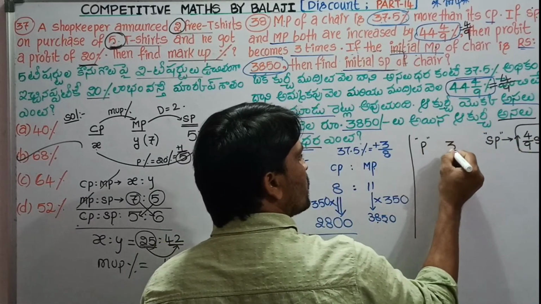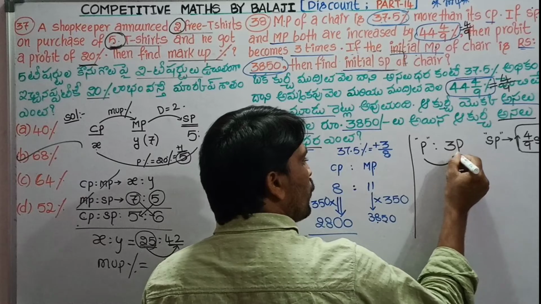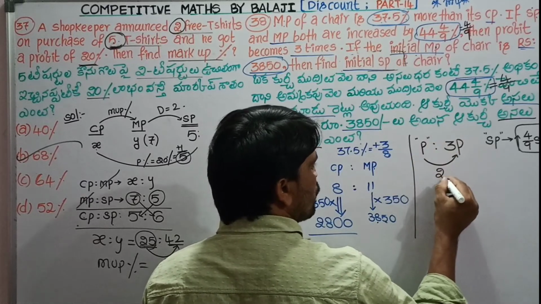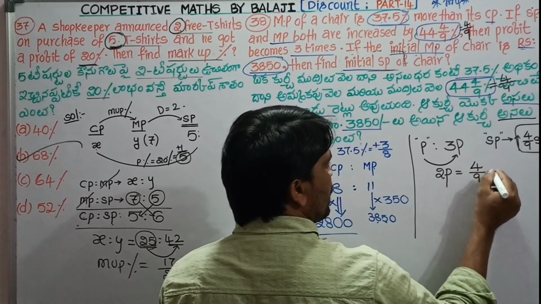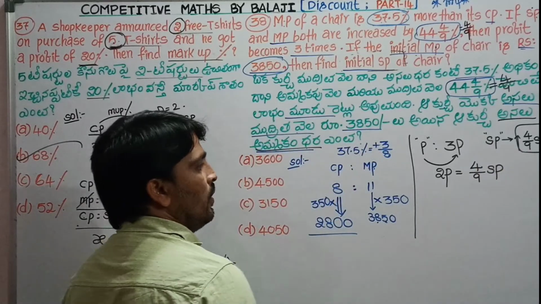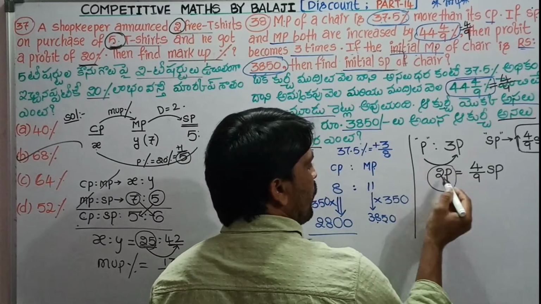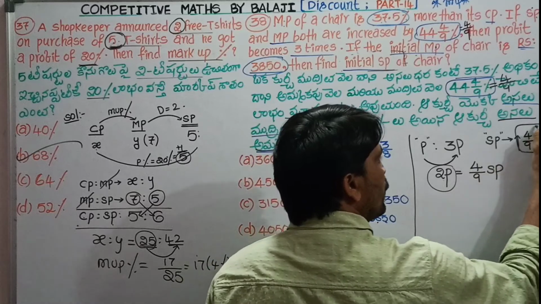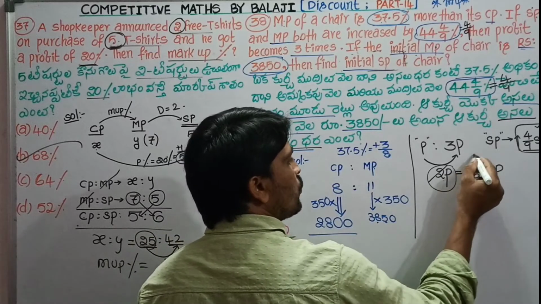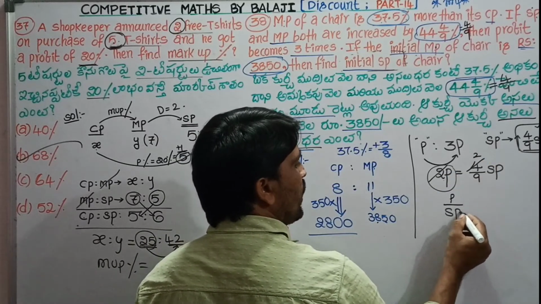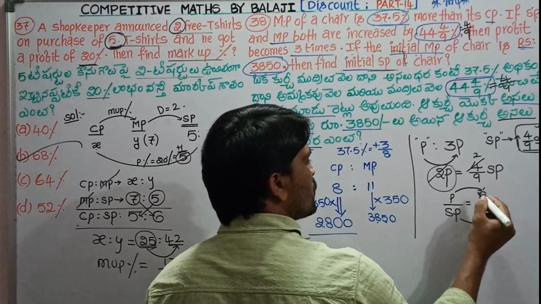Then the profit becomes 3 times the original profit. Now the difference of original profit and increased profit is 2P. This increase is equal to the increase in SP, that is 4 by 9 times of SP. 2 times of profit is the increase in initial profit. This is due to the increase in SP. Increase in SP is 4 by 9 times of SP. So 2 1s are 2, 2 2s are 4. Profit over SP equals 2 by 9. If the selling price is 9 units, profit is 2 units.